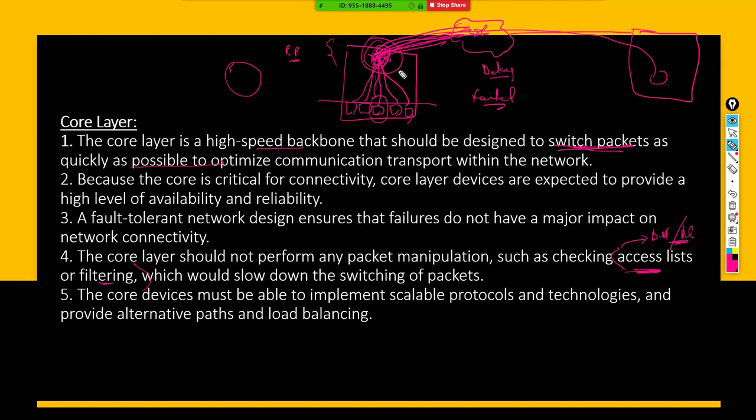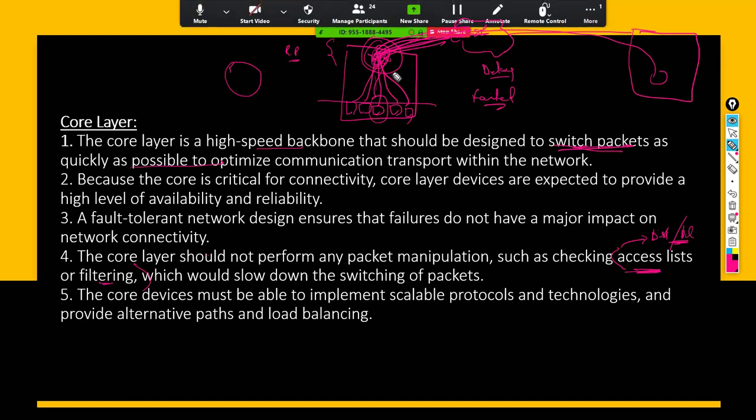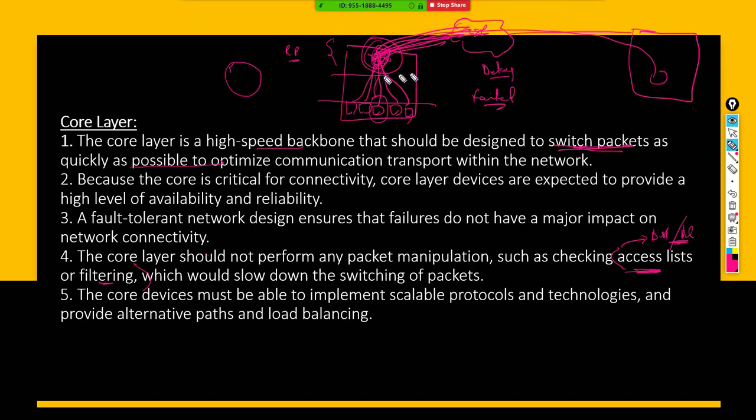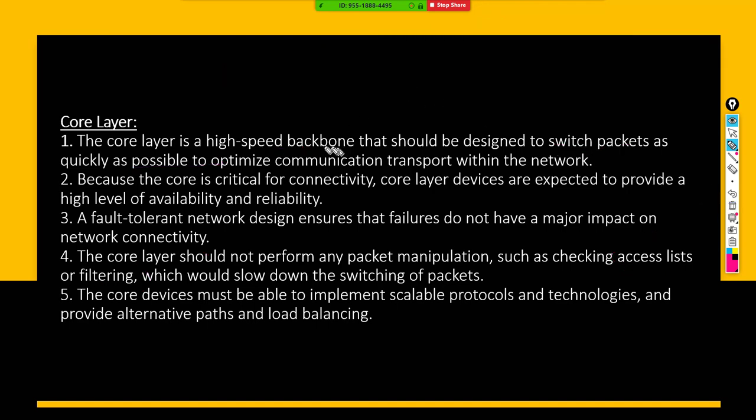The work of the core is to switch the packet. Anything the user is sending, switch to the internet. Anything coming from outside, switch it inside to the layers below. That is the work of the core. It acts like a backbone. Why is the core critical? Because of the connectivity, the core layer devices are expected to provide a high level of availability and reliability.